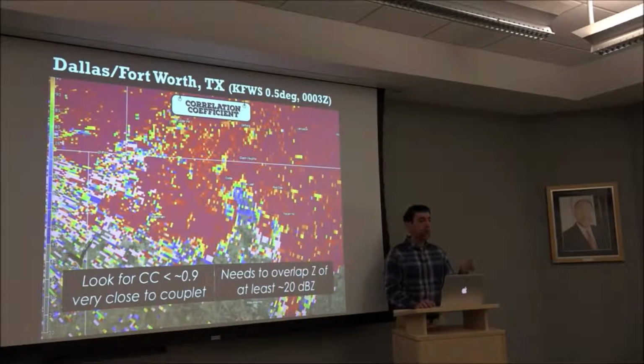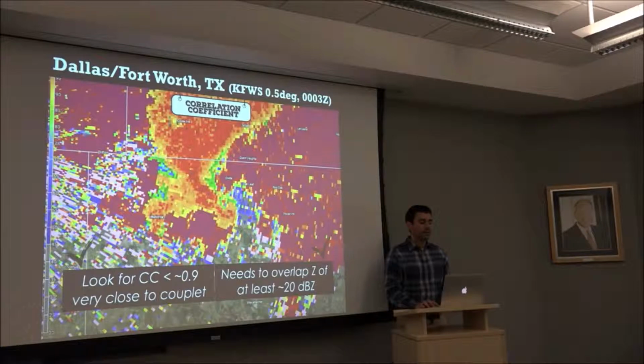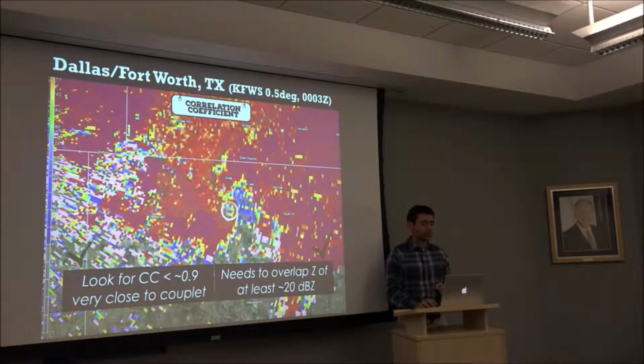And again, we want it to overlap reflectivity at least about 20 dBz. We'll do that. So we put it over the top. Yeah, that looks pretty good to us too. So we're going to check that off. So we're starting to get more and more confidence here. That looks like perhaps a tornadic debris signature. And we circle it. And we'll go forward.